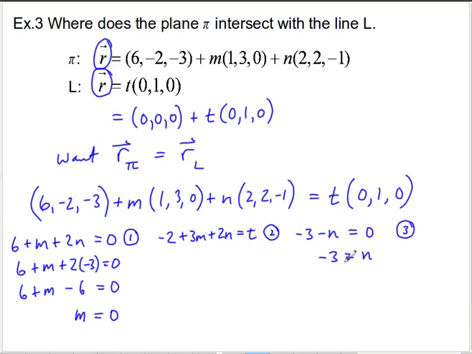And now that I know that m is equal to 0, I end up with -2 plus 3 times 0 plus 2 times -3 is equal to t. And then I end up with -2 plus 0 minus 6, equals t. T is equal to -8. So that's what we end up with as our point of intersection.